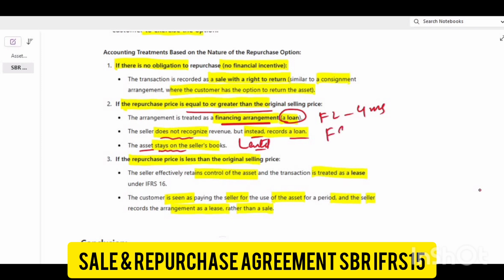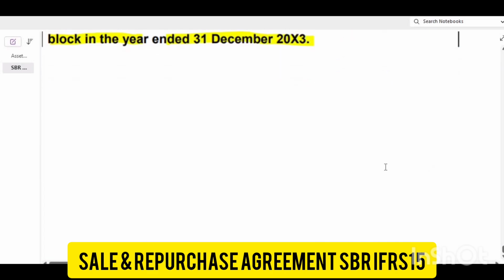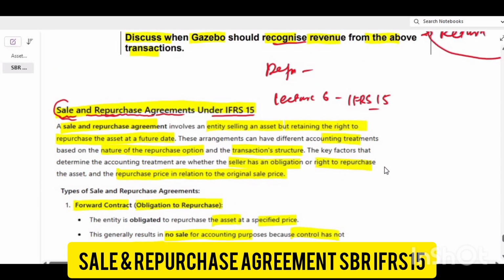The finance cost for that should be recognized in profit or loss. I think this is more than enough. I think you have already understood how to treat a case like a sale and repurchase agreement.